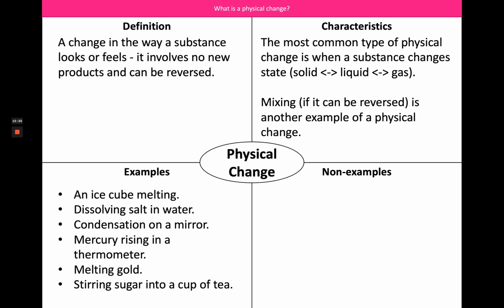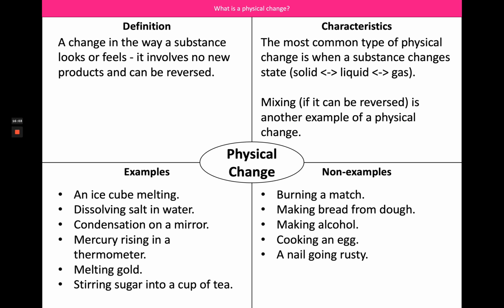Examples of physical changes, so you'll see here the examples that I'm giving are either state changes like the ice cube melting, or they're mixtures such as dissolving salt in water or stirring sugar into a cup of tea. It is possible to unseparate the salt and the water and the sugar from the tea. Not easy actually with that last one, because there's a number of substances in there, but still possible.